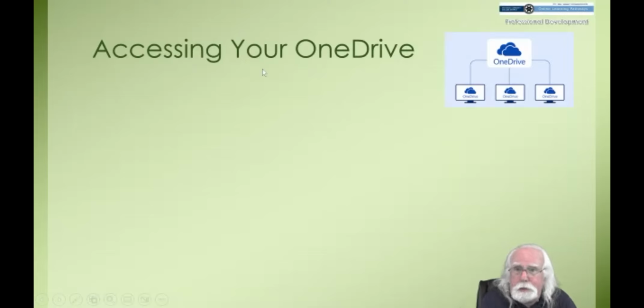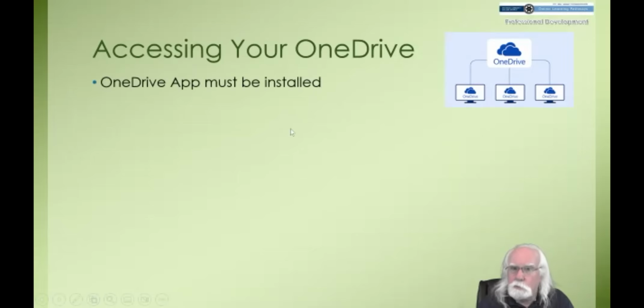Okay, that's great. How do I get to it? Where's my OneDrive? How do I get into it? Well, there's a number of ways you can get into it. First off, you've got to have the OneDrive application on your computer or your mobile device. If you're running Windows 10, you don't have to worry about that. It comes with Windows 10 already installed. So if you're running Windows 10 on a Windows PC, you've got the OneDrive app.